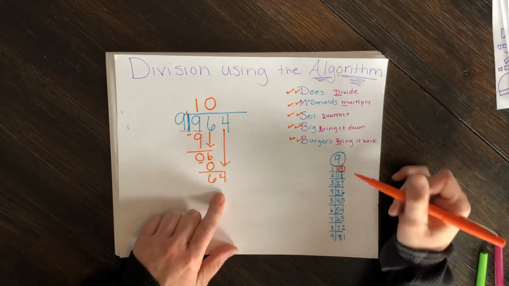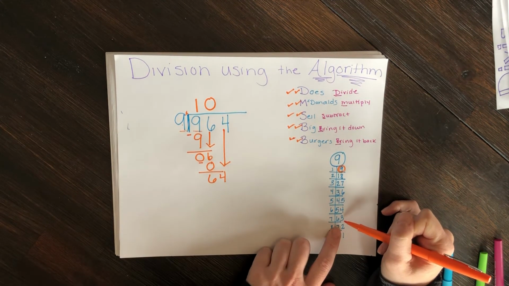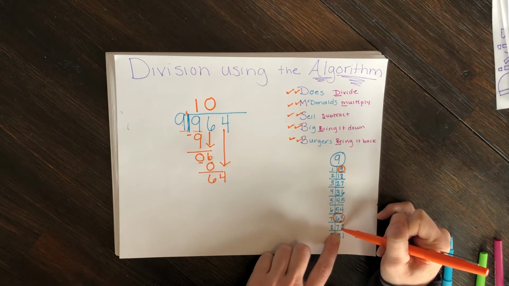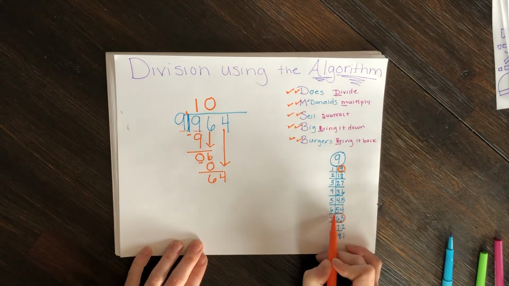So 9 goes into 64. So I'm looking for 64 over here, as close as I can get to 64. So here's 63. If I go one more, it would be 72, so that's too many. So I would put 7, because that's how many times.